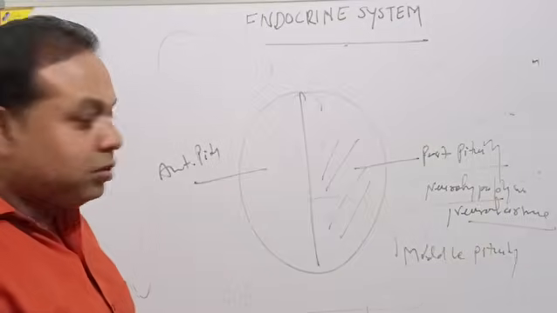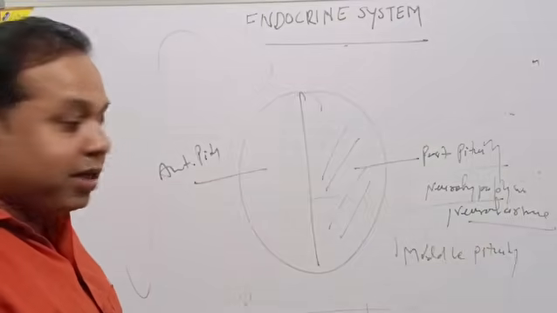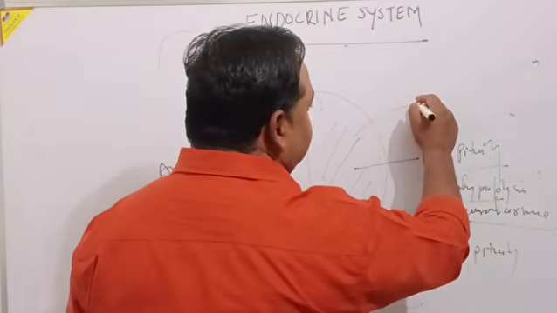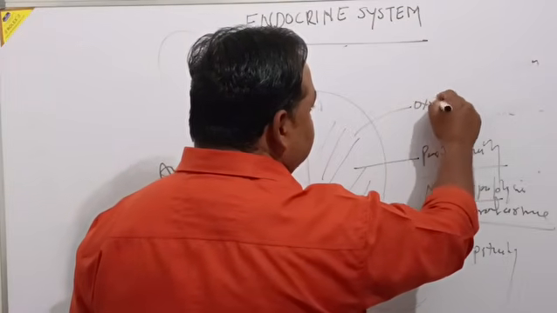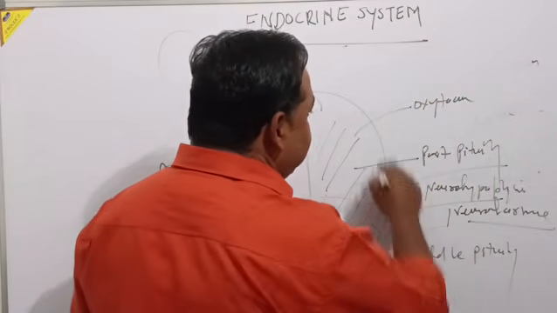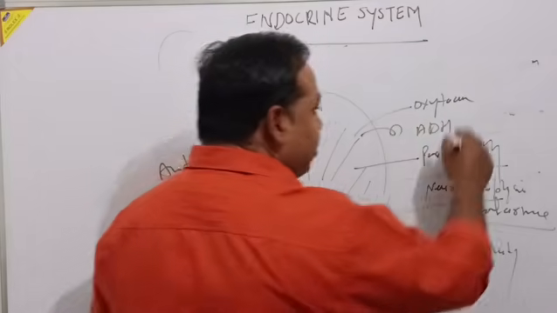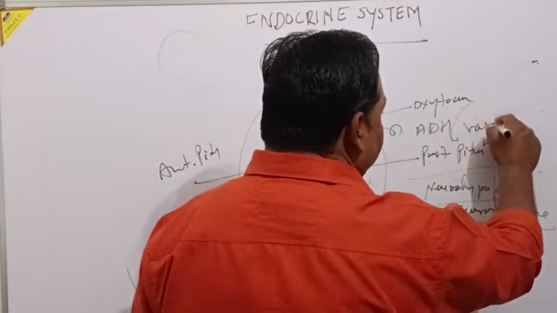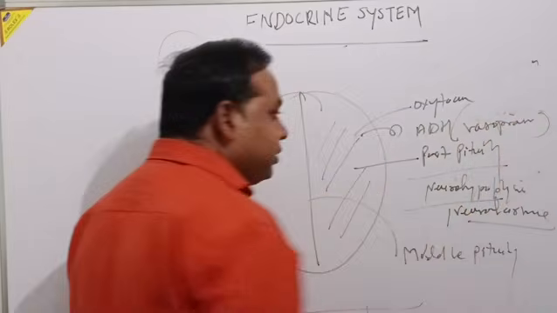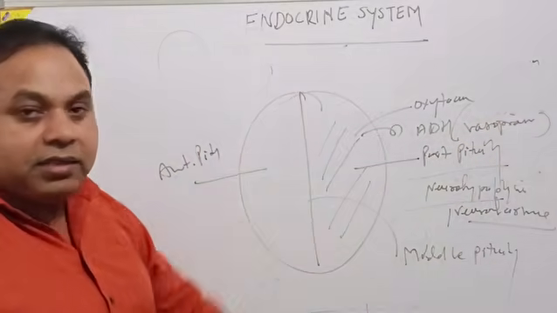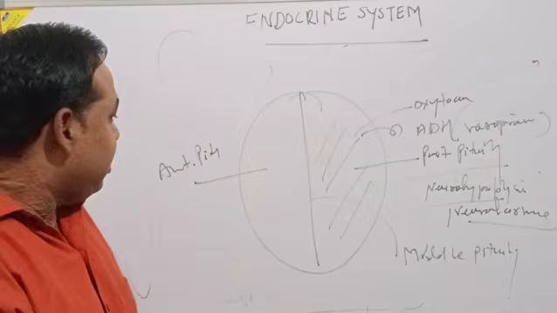There are two hormones which come out from the posterior pituitary. First one is oxytocin, and second one is ADH, also called vasopressin. The full form of ADH is antidiuretic hormone.